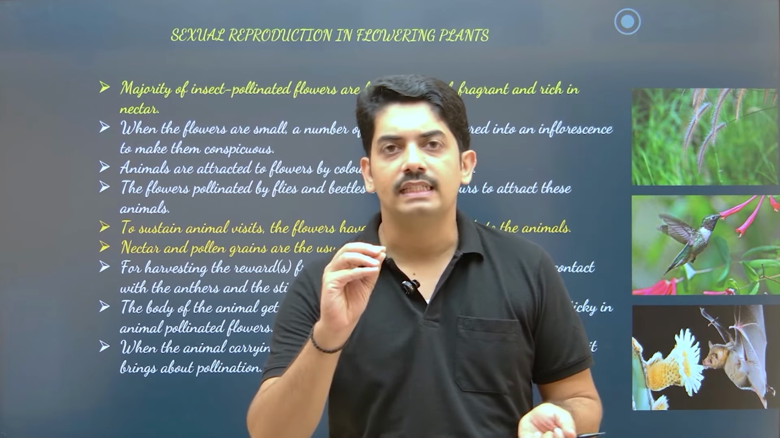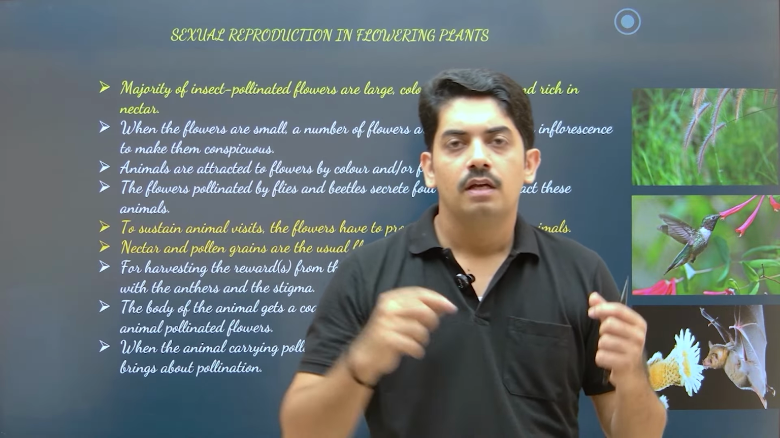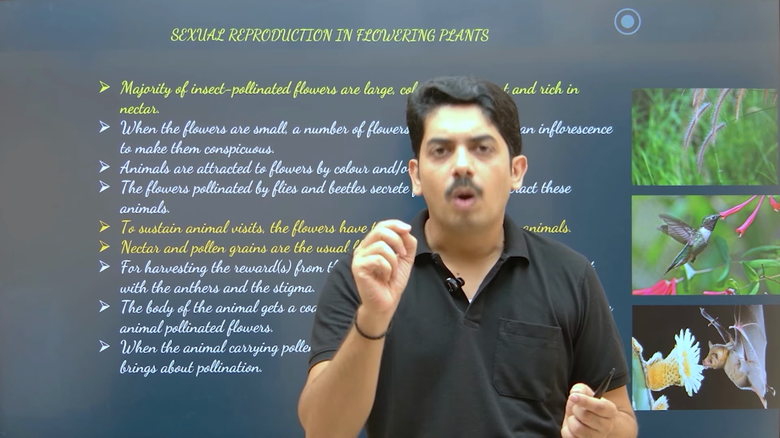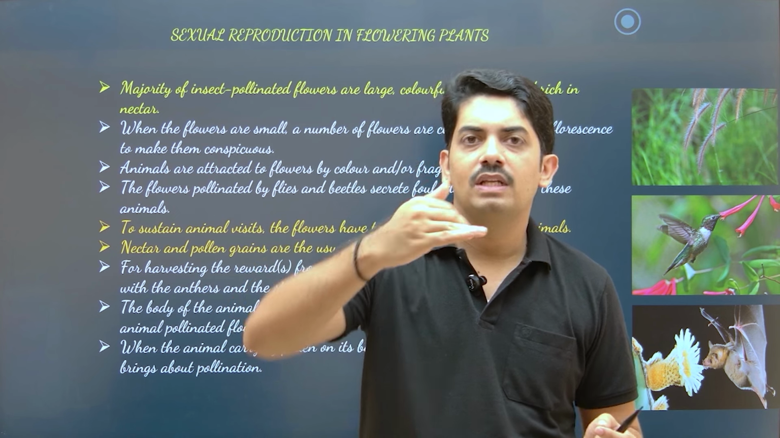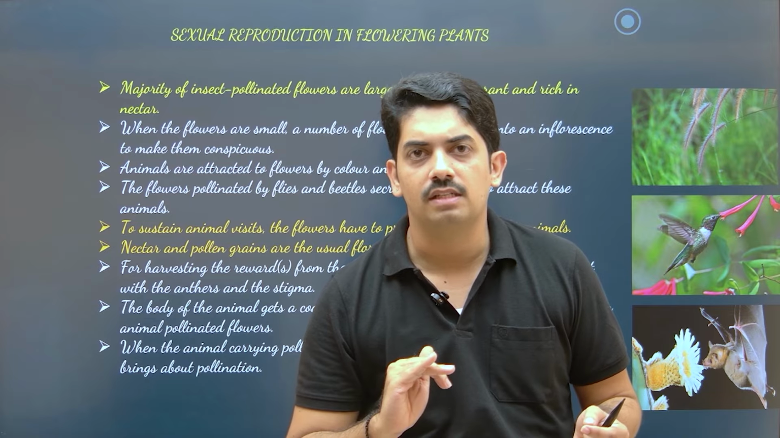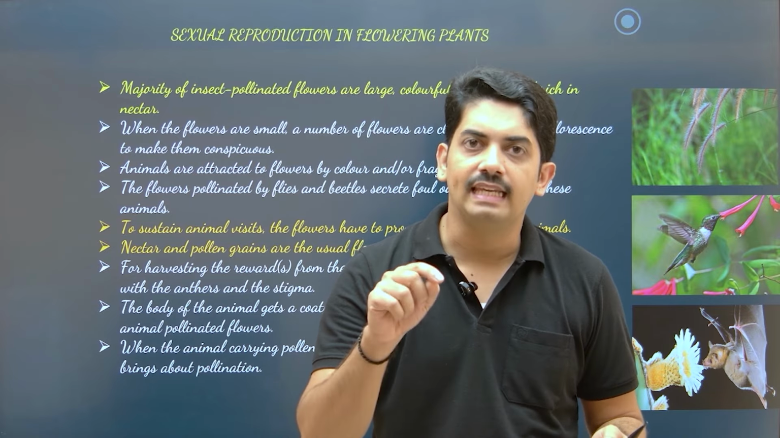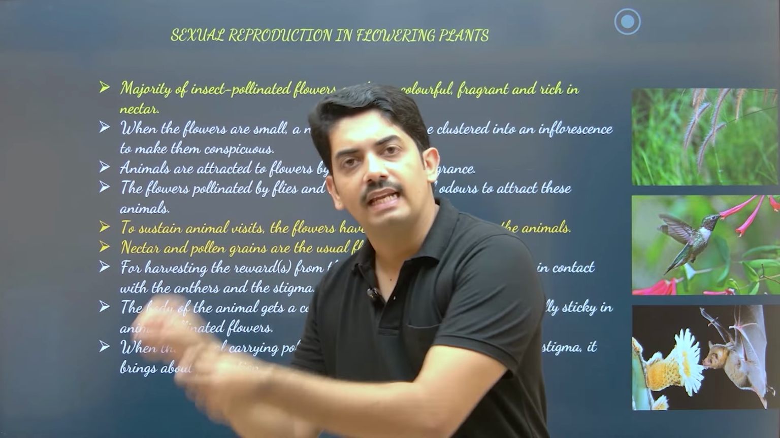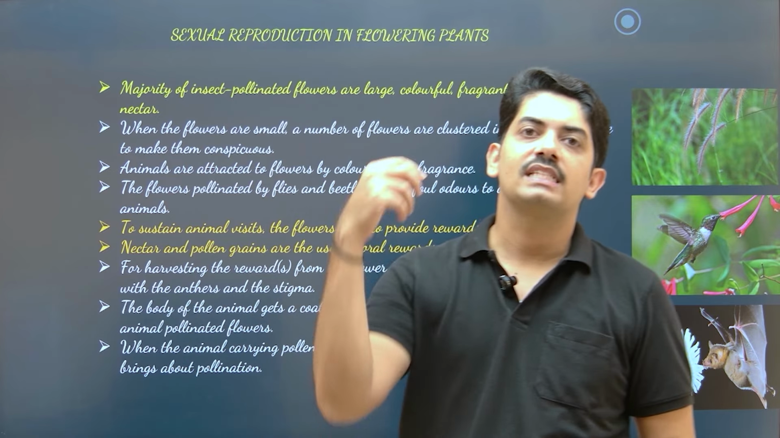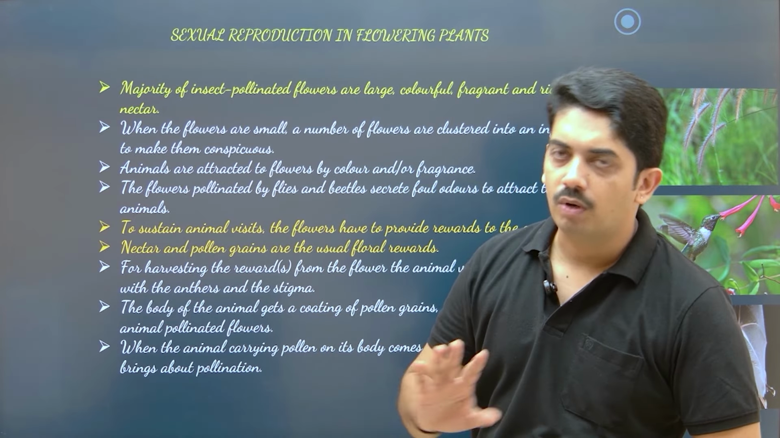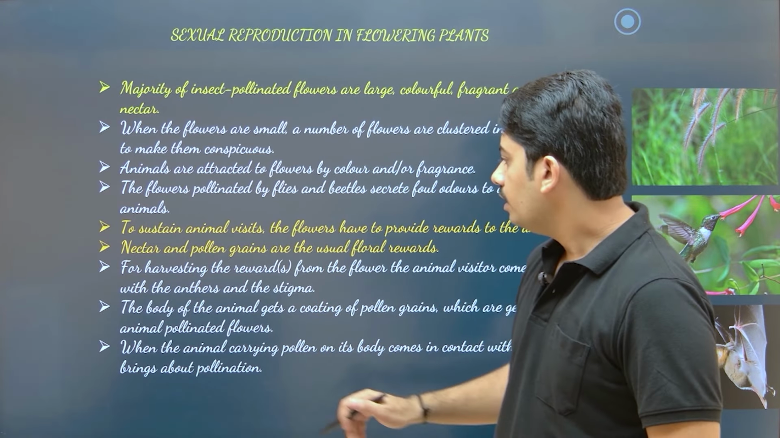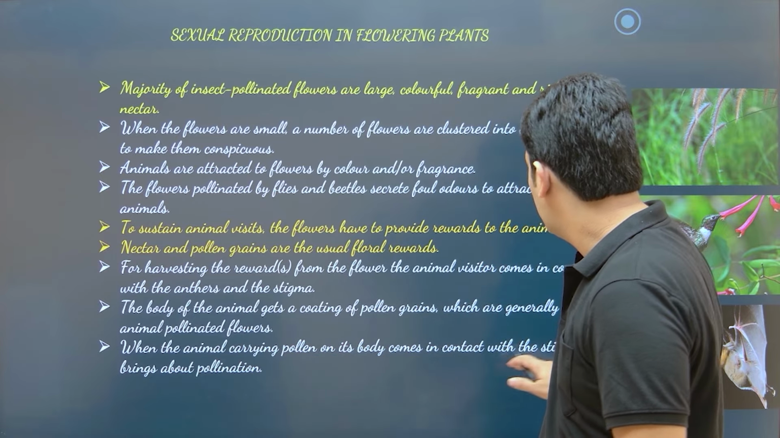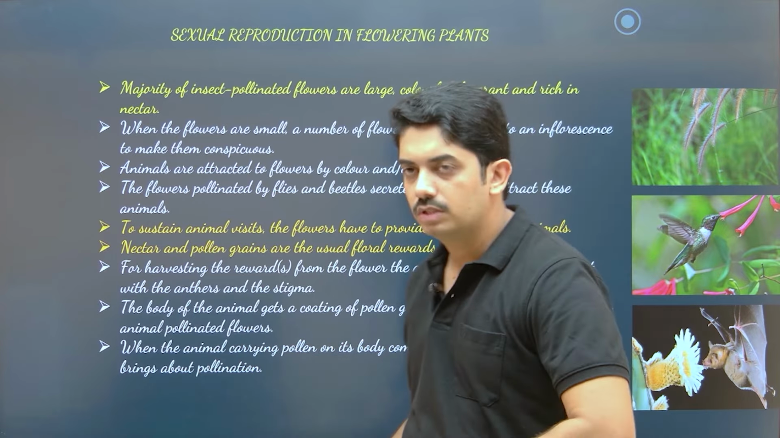So whenever these insects enter the flower, usually their back surface has small hair-like structures. All these pollen grains are dusted on their body surface and it is sticky. That's why pollen grains can easily stick onto their surface. When they visit another flower, these pollen grains come in contact with the stigma and pollination takes place. So when the animal carrying pollen on its body comes in contact with the stigma, it brings about the pollination.